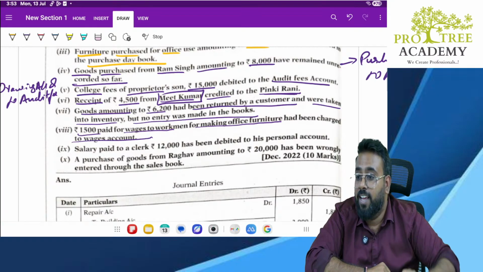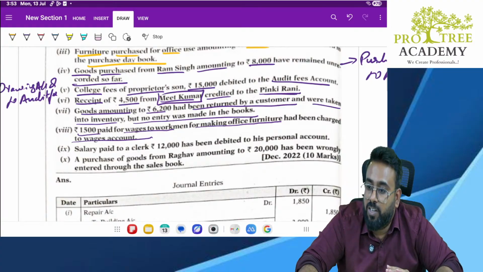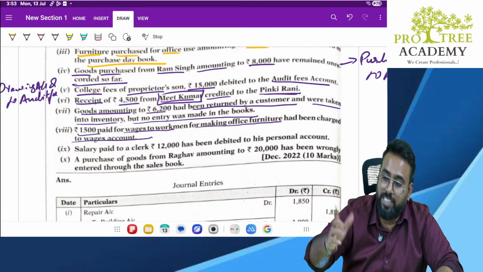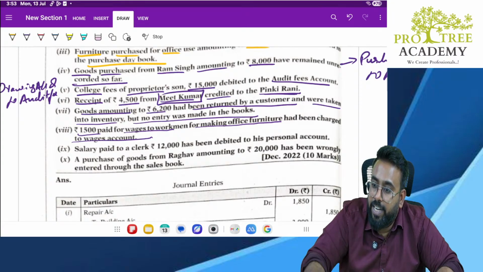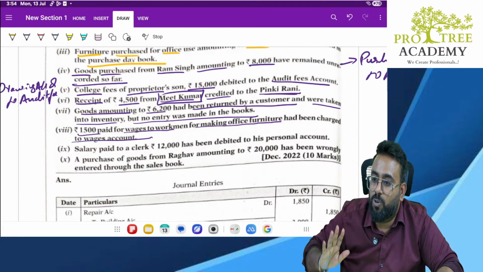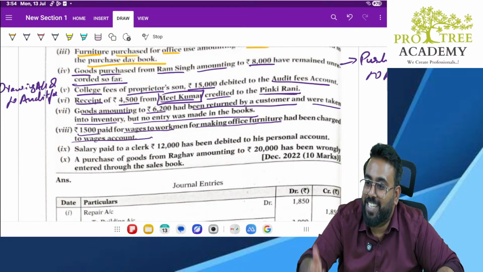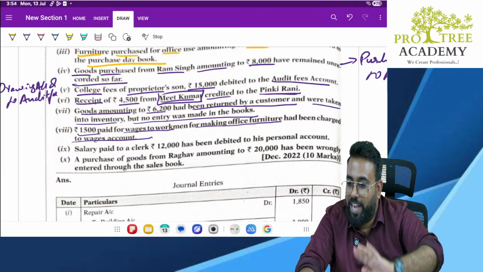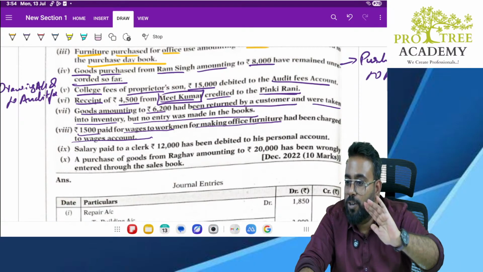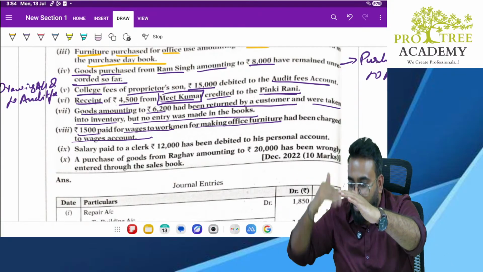I have told you already, whenever it becomes capital expenditure, that expenditure will get added to the asset. Correct or no? So what is the entry? Furniture account debit to bank. That is the correct entry. But what have they done? Wages account debit to bank. That same mistake they have done. Now you are refined company secretaries. What should go out? Wages should go out. Furniture should come in. So furniture account debit, wages account credit.